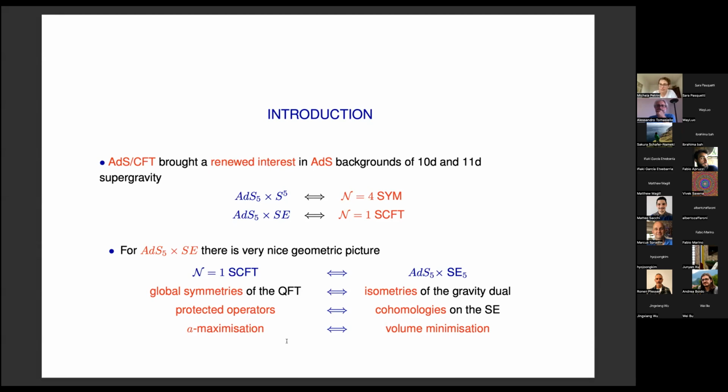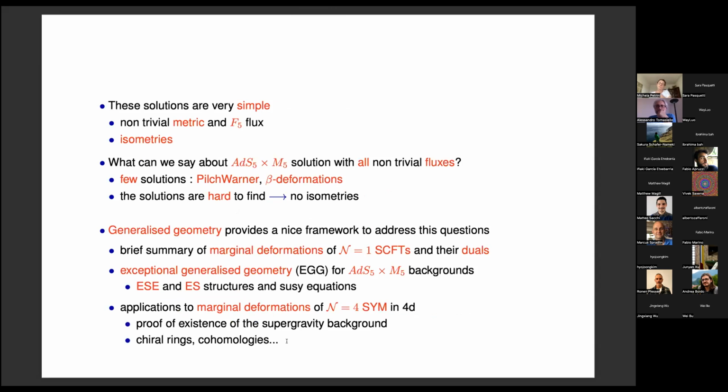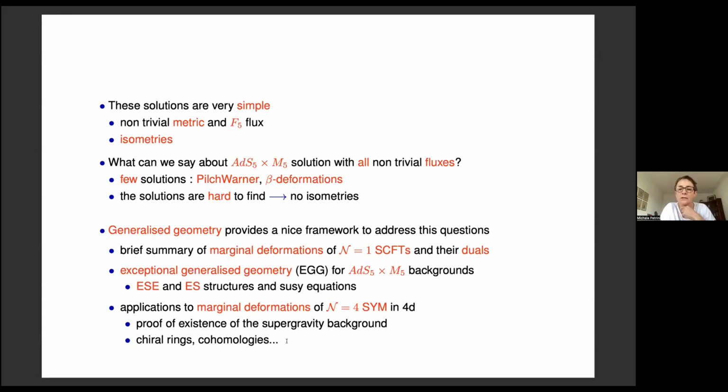These solutions are nice, but maybe they're also nice because they are very simple in a way. The only non-trivial fields that we have are the metric and the 5-form flux, and they have isometries, which of course helped in finding the solutions. So the idea is to study more general AdS5 solutions where the internal manifold is not necessarily Sasaki-Einstein and where all the fluxes are non-trivial.